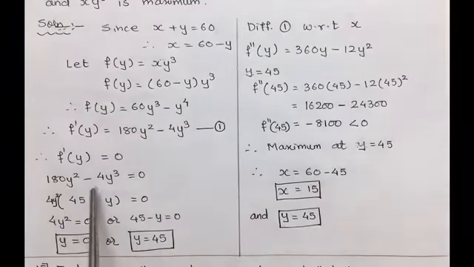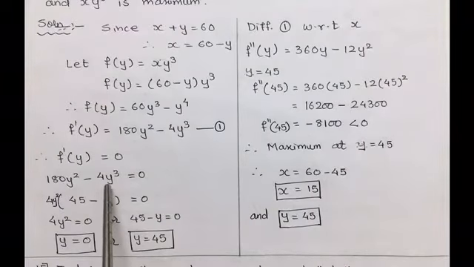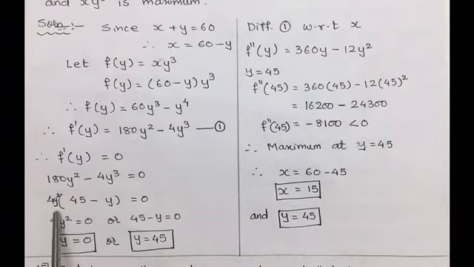Now to make our calculation simple, we will take 4y square common. So taking out 4y square common, we get the bracket as 45 minus y equal to 0. Therefore 4y square equal to 0 or 45 minus y equal to 0. Y equal to 0 is not possible because we cannot say the numbers are 0. Now taking up the second option, we get the value of y as 45.